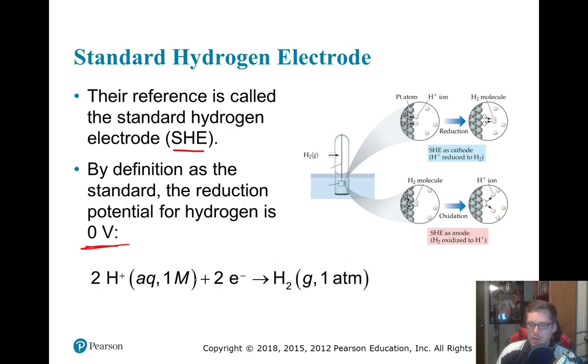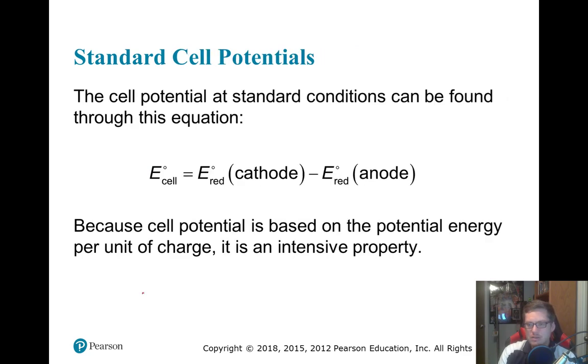Now remember, these are reduction potentials, so if we flip it around and something is being oxidized, we take the negative of our reduction value to get the oxidation potential. So how can we use these reduction potentials to calculate the standard cell potential? We use a really simple formula: the reduction potential at the cathode minus the reduction potential at the anode. Cathode minus anode. So you need to figure out which one's being reduced and which one's being oxidized.